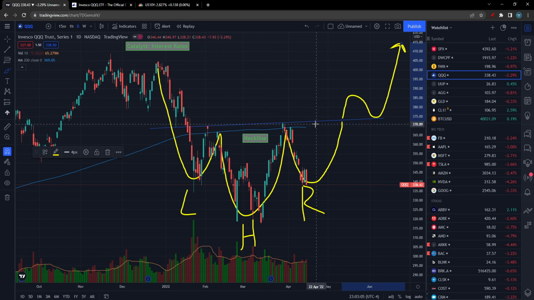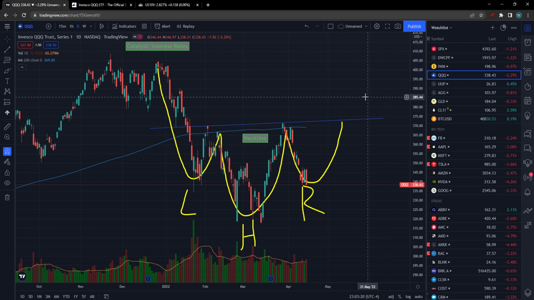Okay, so let's get to the price target, right? This is the general idea here. We should swing up to the upside, possibly retest this neckline, and then keep heading to the upside. So let's figure out what that target is going to be to the upside. And we base that off of the distance from the neckline to the head, and then we project that up from the neckline.